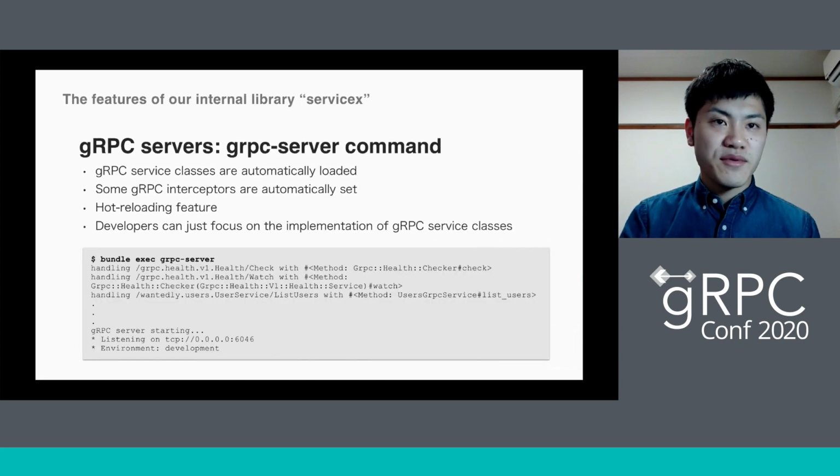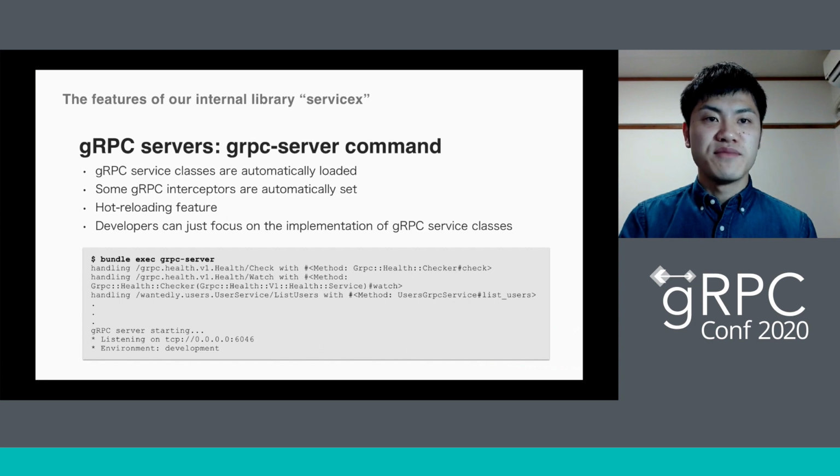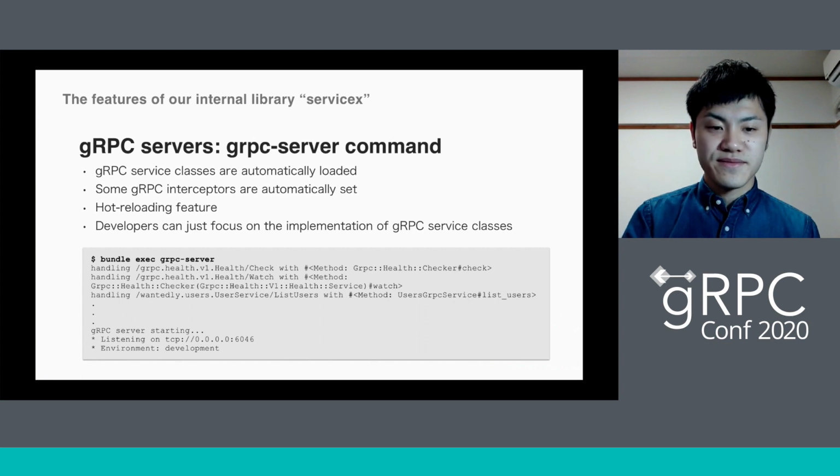I'll show you some useful features of servicex. For gRPC servers, we implemented the grpc_server command. This is used like this. We execute bundle exec grpc_server, then a gRPC server process starts to run. It prints some logs and starts to listen on port 6006.